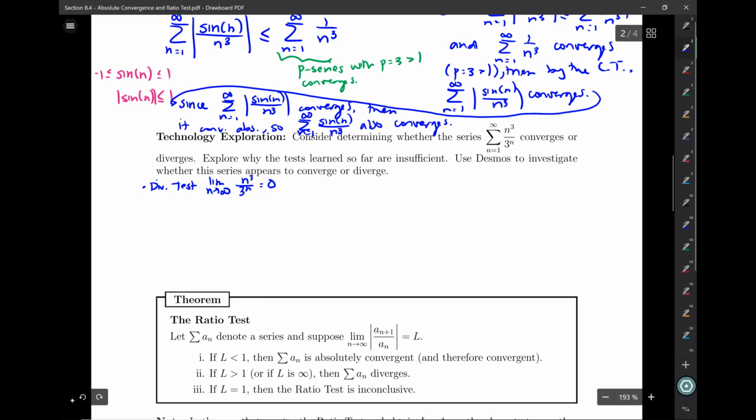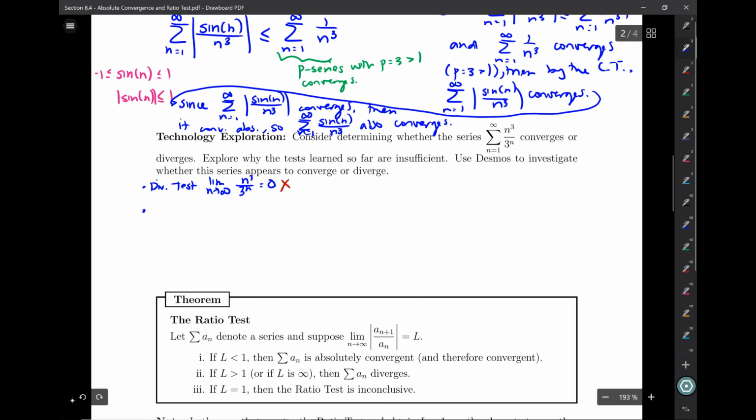So recall that if the limit of the terms is 0, that doesn't tell us anything. It doesn't mean that it's going to converge. Like 1 over n, right? Those terms go to 0, the harmonic series. Those terms go to 0, but the series diverges. So divergence test, not helpful in this case. I'll put a little X here.